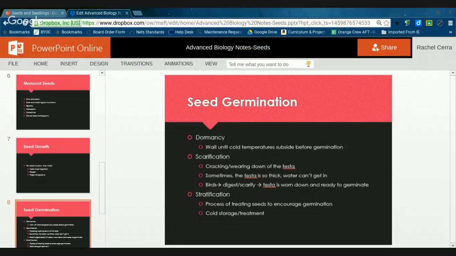So with the scarification, one of the more well-known things is sometimes birds will ingest certain seeds, and the seeds are dependent on that. They need the birds to ingest them, so that way the enzymes in the birds' stomachs will break down that testa. So then the natural environment can then encourage the germination. It wears it down enough to where oxygen and water can get into the seed so it can start that germination. So that would be scarifying, breaking down that tough testa.